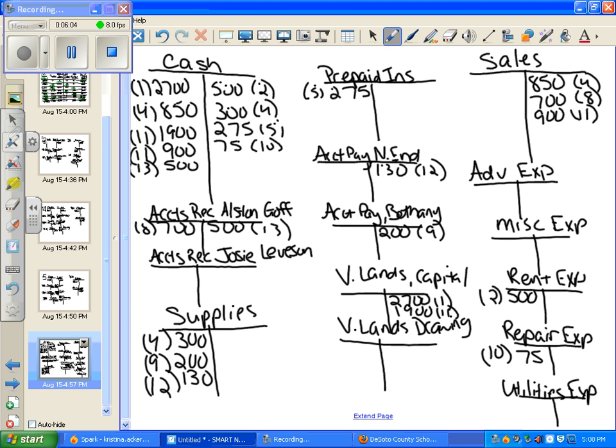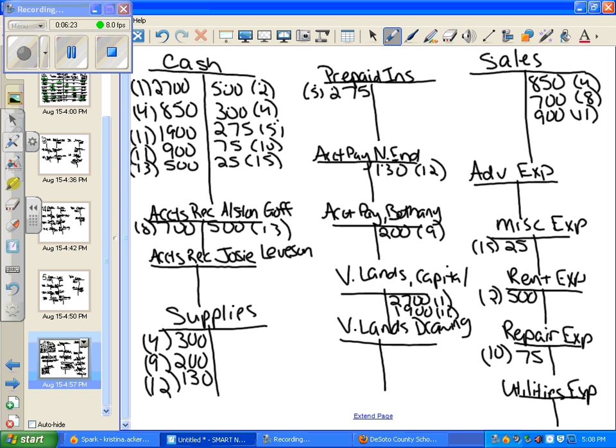On the 15th, we paid cash for miscellaneous expense, $25. So our cash is going to be credited $25 because it's going to go down on the 15th. And miscellaneous expense is going to increase on the 15th with a debit of $25.